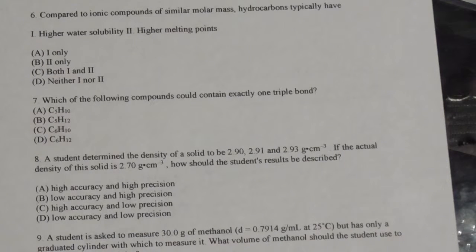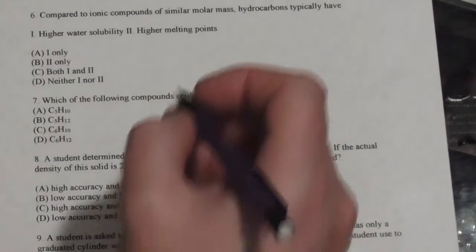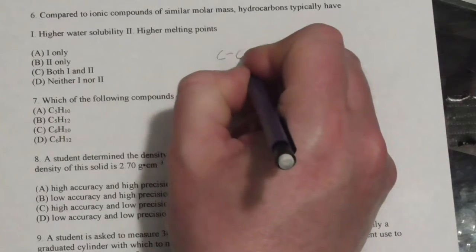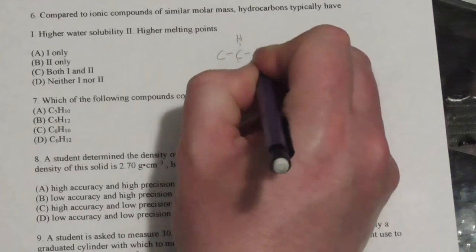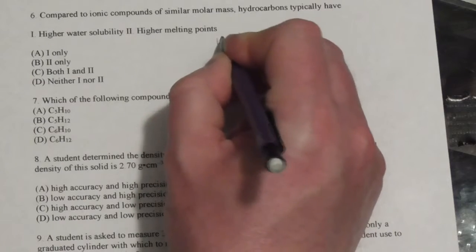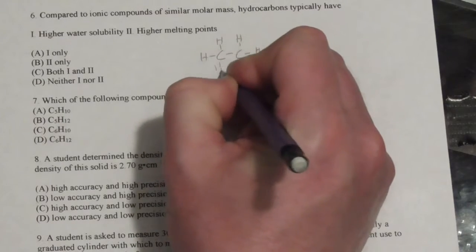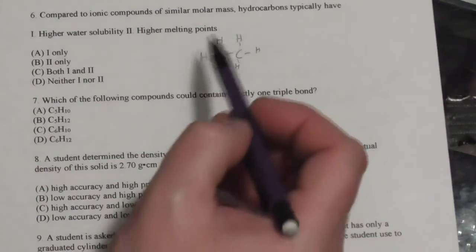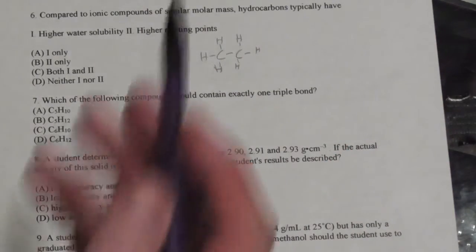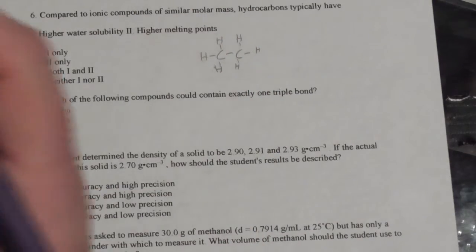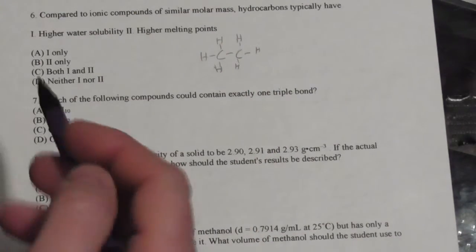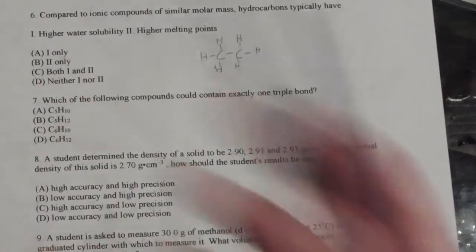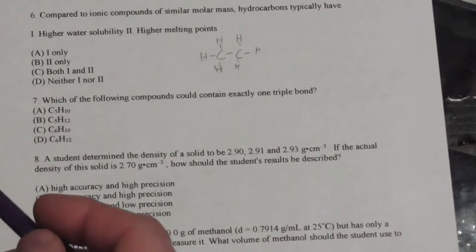Anyway, compared to ionic compounds of similar molar mass, hydrocarbons typically have, now if you remember the hydrocarbons, hydrogen and carbon have very similar electronegativities, which means very little polarity. Ionic compounds are the opposite. Such a strong polarity, actually they're ions.